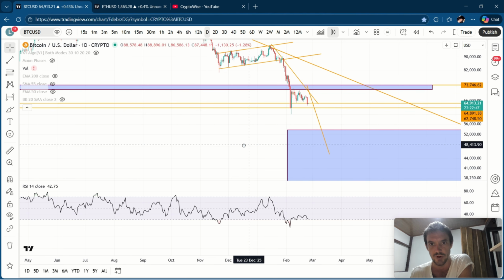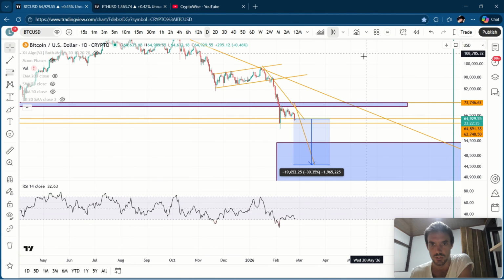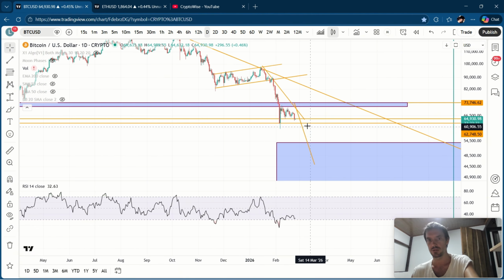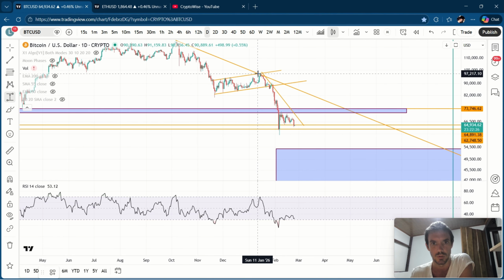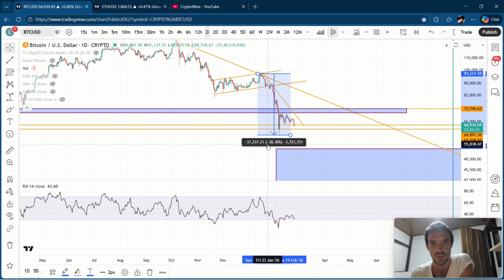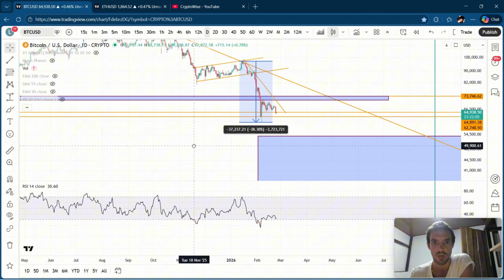Actually, that's not the way we're going to measure it. We're going to do it this way, actually. This is going to be a lot easier. This bear flag here was a 38% move down, while Ethereum on the daily did a 48% move down. So we're going to assume that Bitcoin's going to do another 38% down.